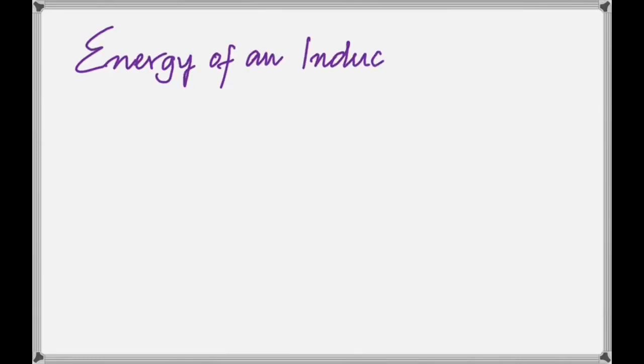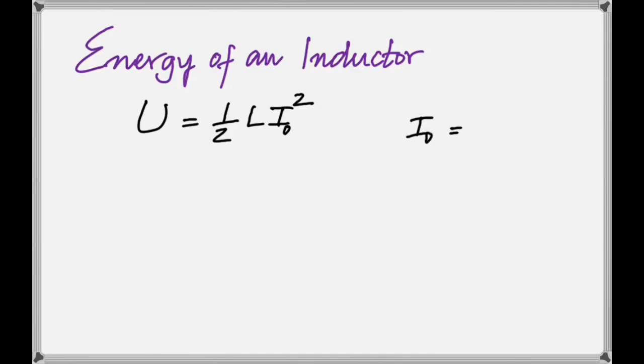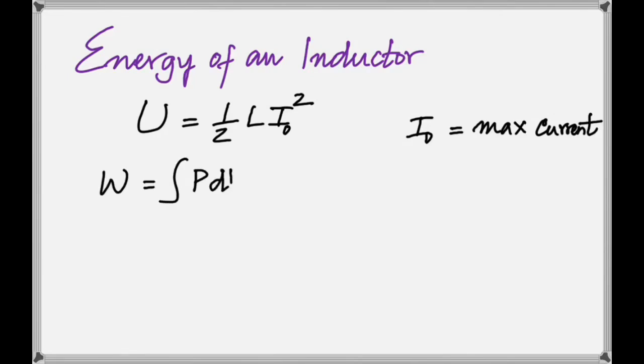Energy of an inductor, 1/2 L i squared or 1/2 L I naught squared, where I naught is the maximum current through the inductor. And this is how we derive it. Energy is always connected to work, right? Work is integral P dt. And power, electrical power, is the product of voltage and current, right?